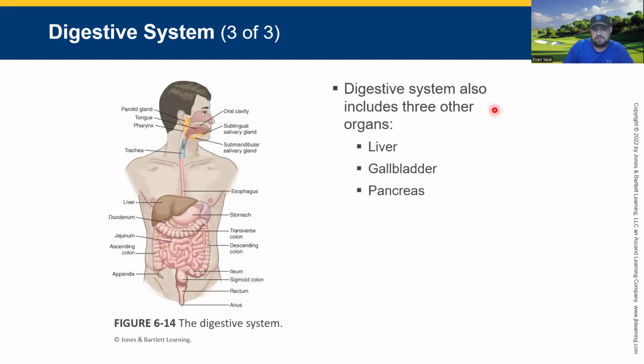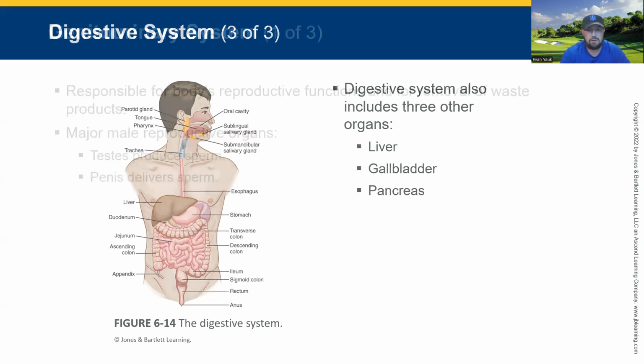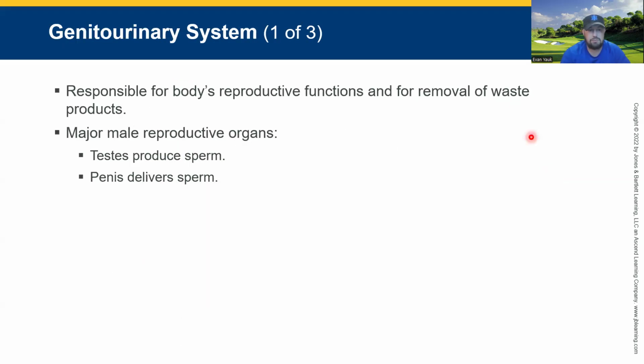The digestive system also includes three other organs: our liver, our gallbladder, and our pancreas. We're going to go into all these later. I'm not going to beat a dead horse by trying to explain it right now. Next, the body's reproductive functions and the removal of waste.